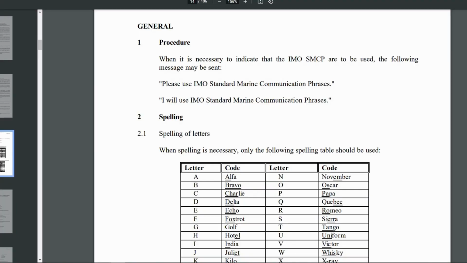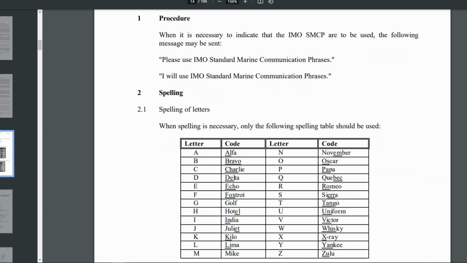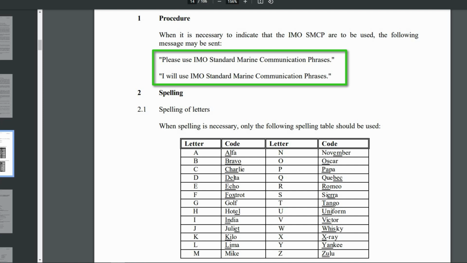General. 1. Procedure. When it is necessary to indicate that the IMO SMCP are to be used, the following message may be sent. Please use IMO standard marine communication phrases. I will use IMO standard marine communication phrases.